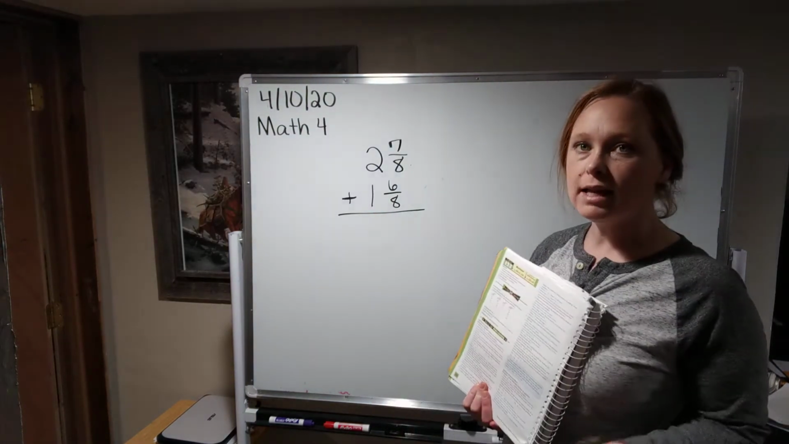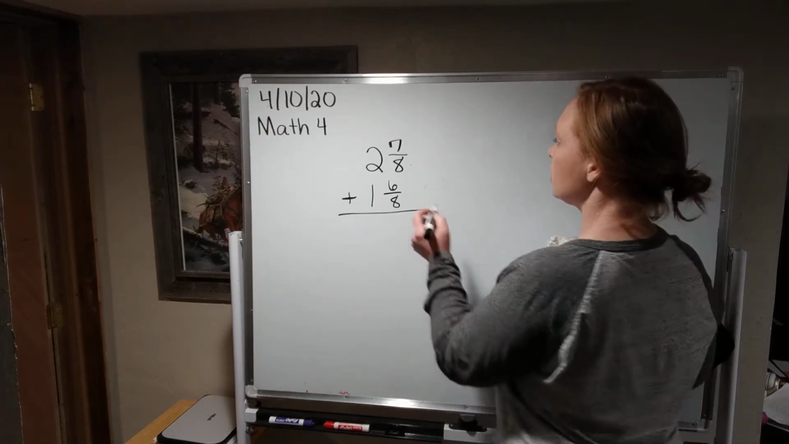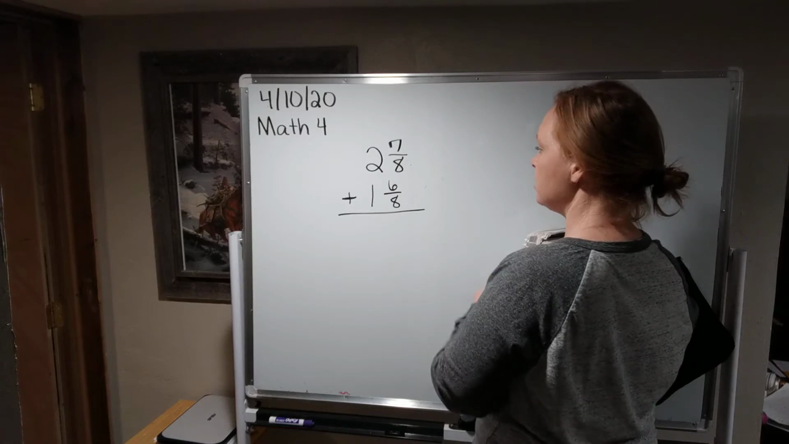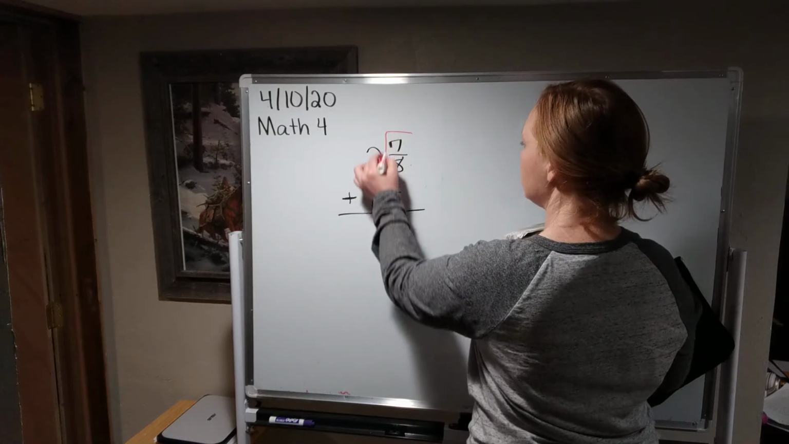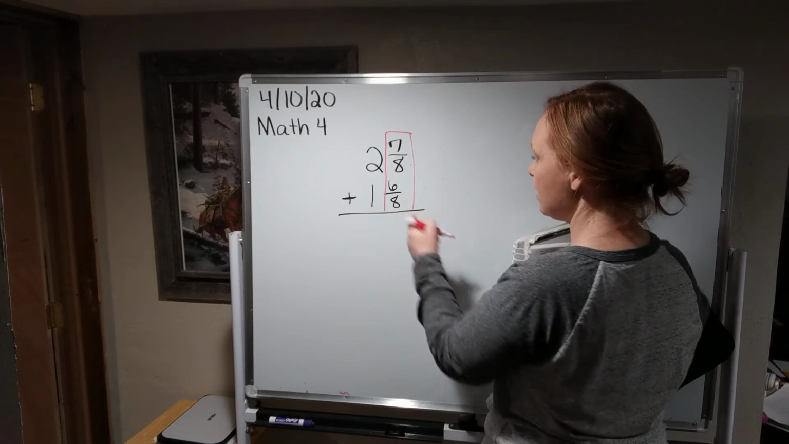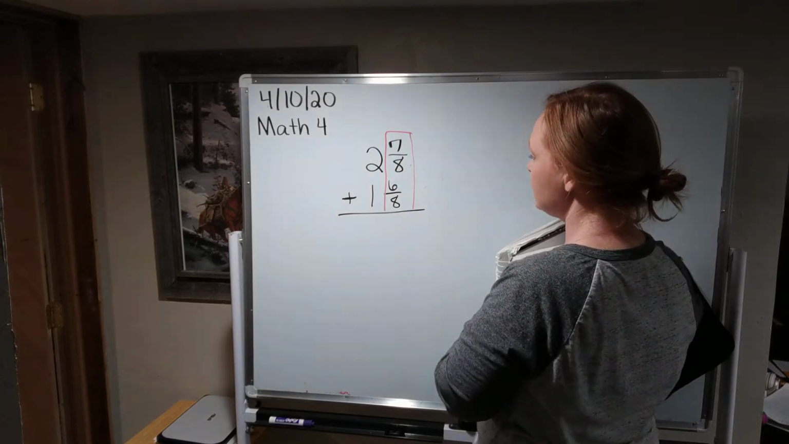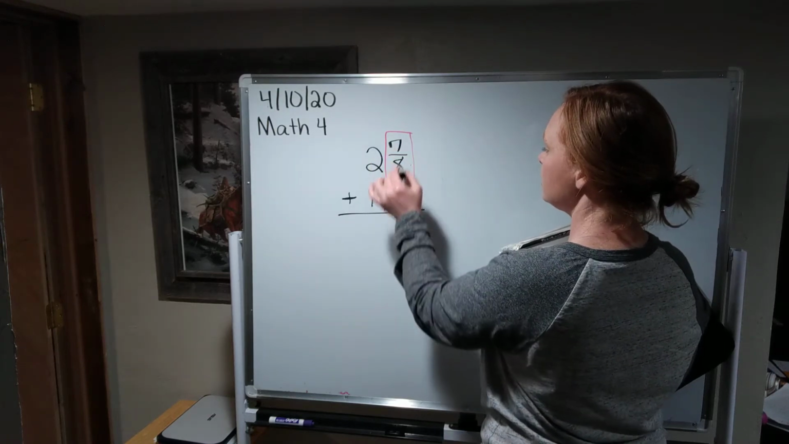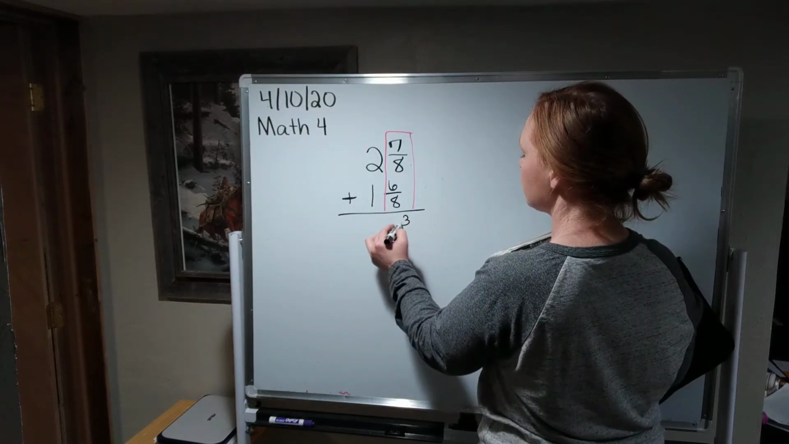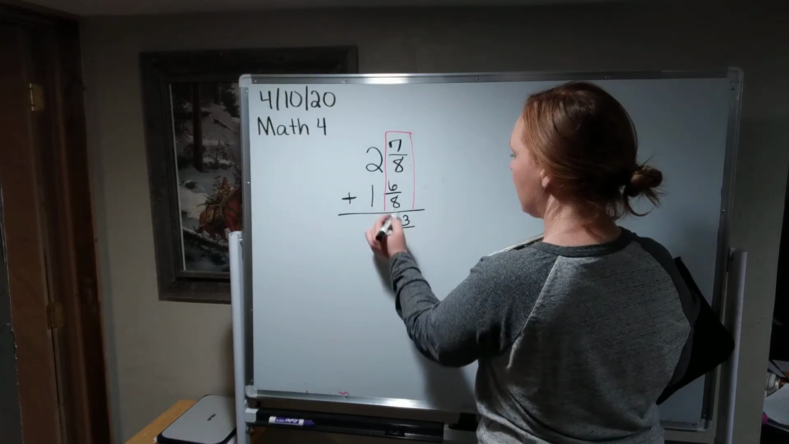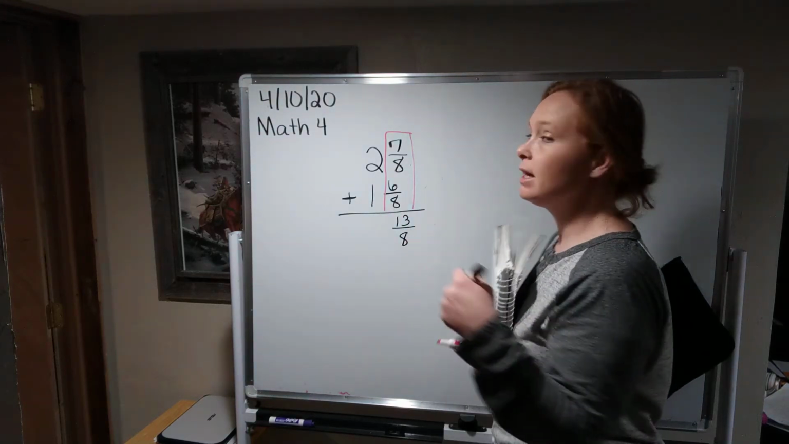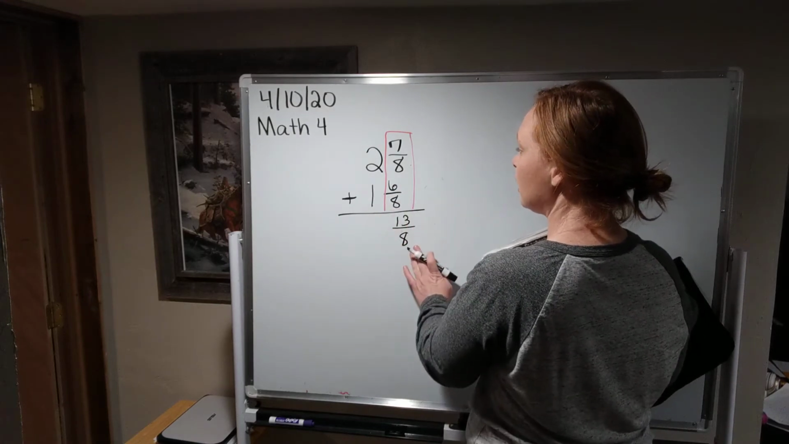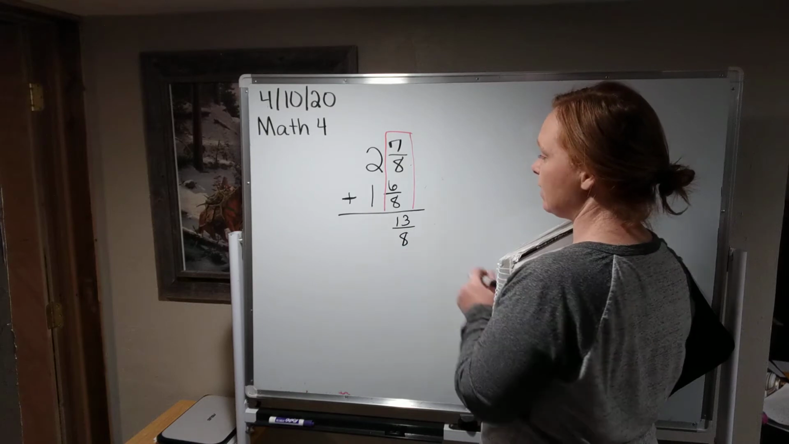Okay, so when we're adding these fractions, we just want to look at this fraction row. So we're not worried about the whole numbers yet. We're just worried about adding the fractions. I can see that they both have a denominator of 8, so I can go ahead and add the numerators. 7 plus 6 is 13 over 8. Now notice I didn't put down a 3 and carry a 1, nothing like that. I just added the fractions separately from the whole number, so 13/8.